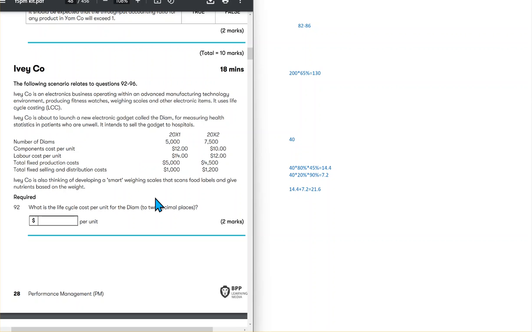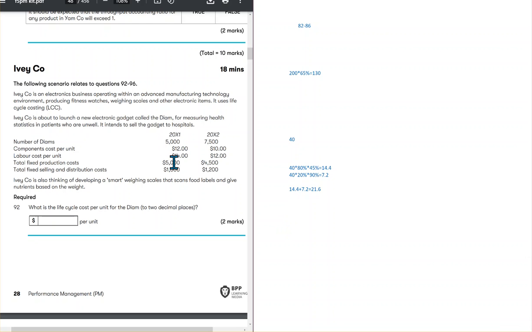It intends to sell the gadget to hospitals, with number of DIOMs, components per unit, labor costs, fixed costs, production costs, selling and distribution costs. Iveco is thinking of developing a smart weighing scale that scans food labels and gives nutrients based on the weight. So what is the life cycle cost per unit for DIOM to 2 decimal places? Okay, well, we will look at the cost over an entire life.